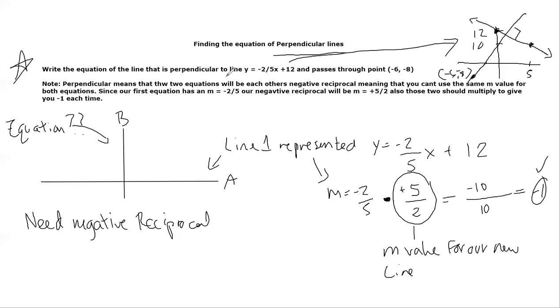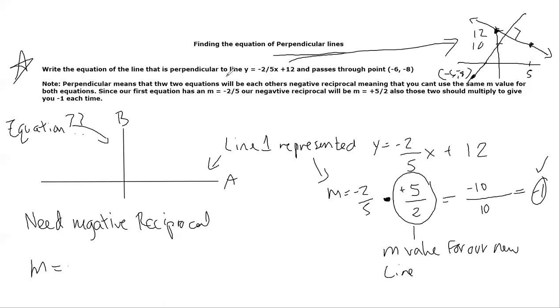Okay, how am I going to find the equation of this new line? Well, the first thing is what I have here, this whole thing on the bottom. Under the note, it says you have to realize that perpendicular means that two equations will be each other's negative reciprocal. That is a very important term, negative reciprocal. And that means that you can't use the same m value for both equations. In the last example, we had parallel lines and they were the same. Here, we can't do that anymore.